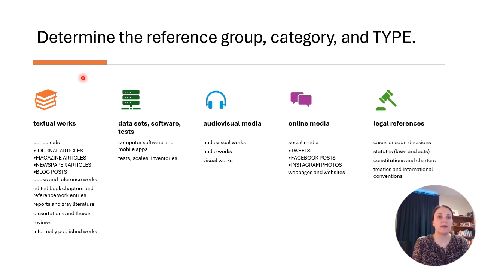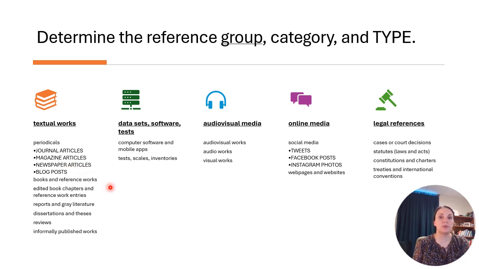Okay, so we have our 5 groups across the top, and then within those we have our categories. And then from there you have to further narrow it down. Once you're in the category, what type are you dealing with? For example, under textual works, that would be your group. Then your category would be periodical, and then your type would be journal article, or another type would be a magazine article, or a newspaper article, or a blog post.